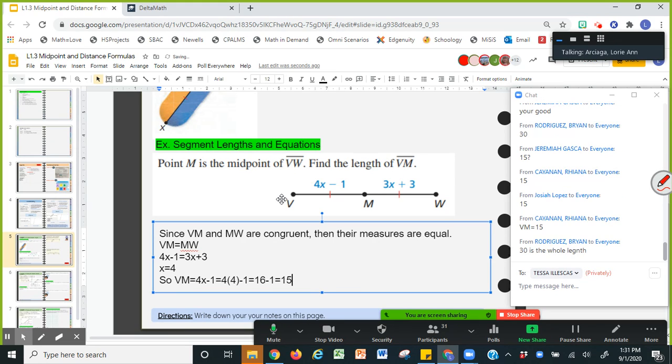I hope I wrote down enough details for everybody to get. Oh, okay, you meant the whole thing, Brian. I'm so sorry. So if you want to get the entire length, if one half is 15, and you double it, then it's going to be 30 for VW, right? Cool. Okay.